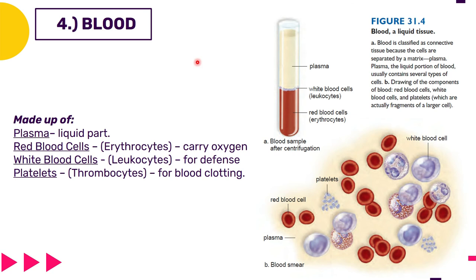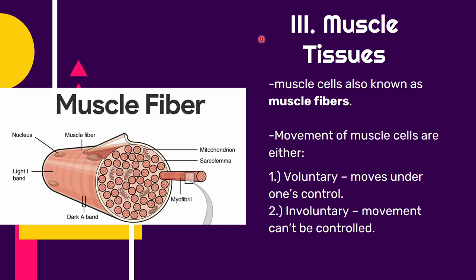Now let us proceed to the third main class of animal tissues. We have the muscles, or muscular tissues, or muscle tissues. The muscle tissues are composed of muscle cells. The structure of the muscle cells is somewhat elongated, or it looks like fibers. That's why they are called muscle fibers. And muscle tissues have several types. Okay, I will introduce those later on. And the muscle cells have these two types of movement.